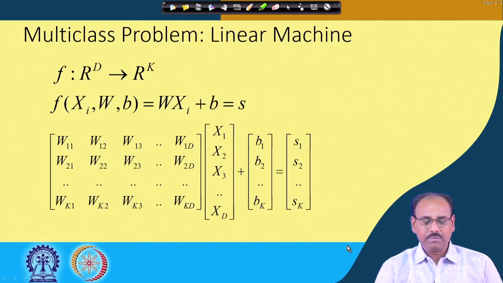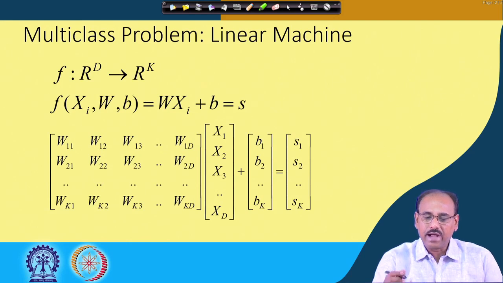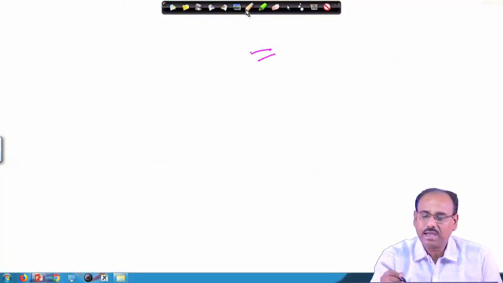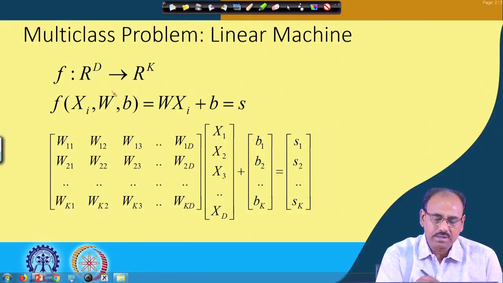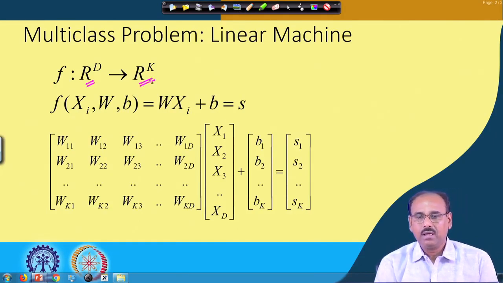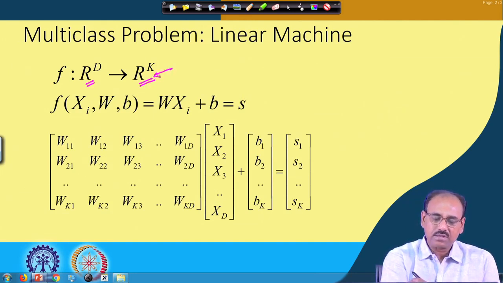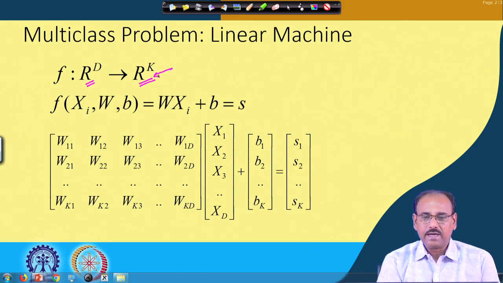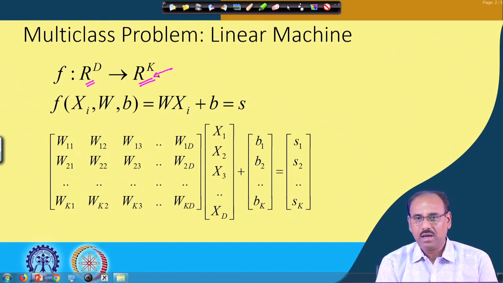If you remember from the previous class, our linear machine tries to map a d-dimensional feature vector, say Rd, to a k-dimensional vector, which is known as Rk. This Rk is what is known as the score vector. Given a feature vector xi, when the linear machine maps that vector to a k-dimensional score vector S, every component of S tells us the score for the particular category corresponding to that component, for the given input vector xi.